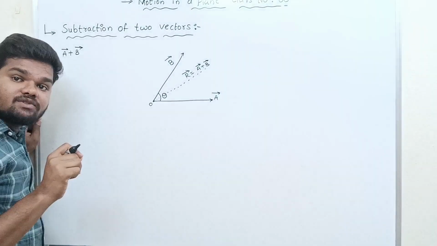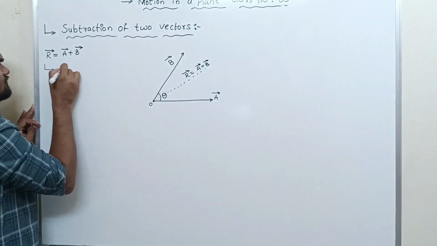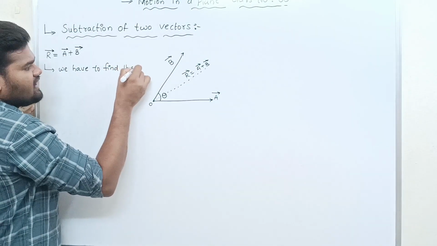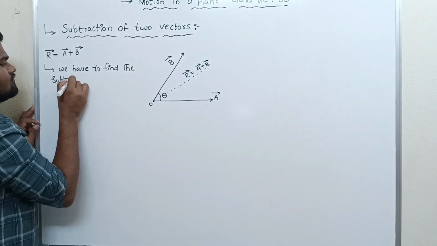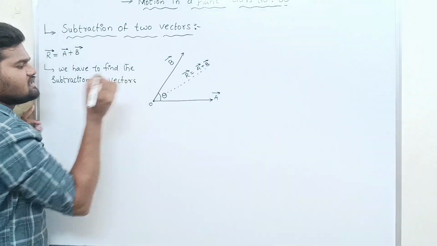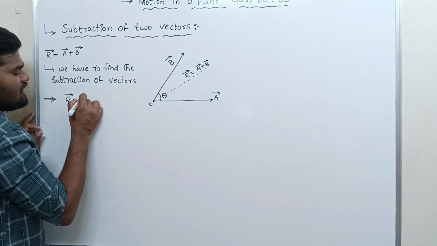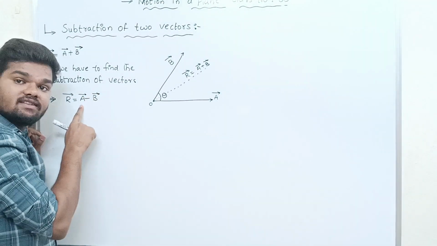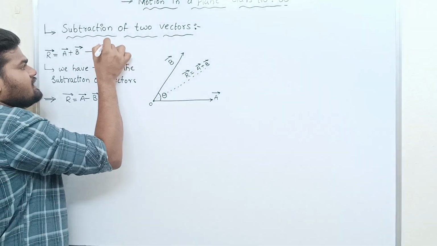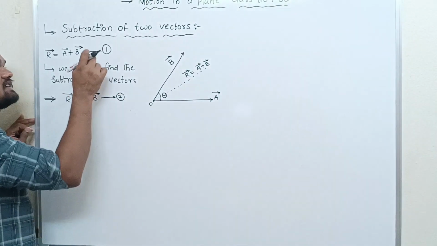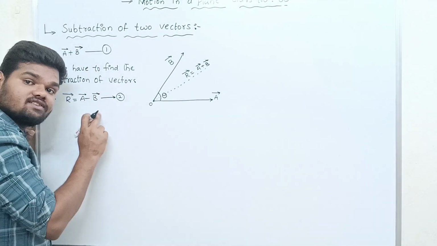Now what we have to find is the subtraction of vectors. R bar is equal to a bar minus b bar, right? So let us say this is equation number 1 and this is equation number 2.